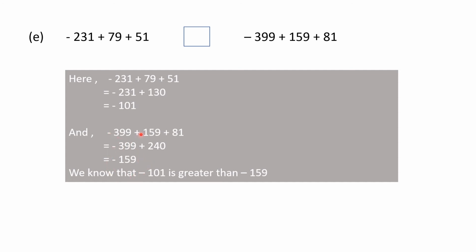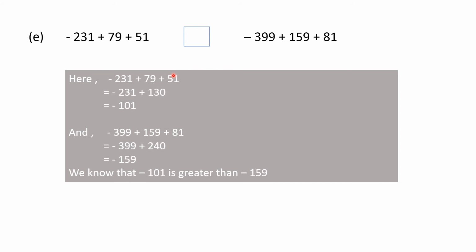Again, minus plus minus, minus plus minus. The same rule applies, and we get minus 159, right? In the previous questions, I've always taken the first two numbers, solved it, and when I come up with an answer, I take that answer and solve it with the third number, right?